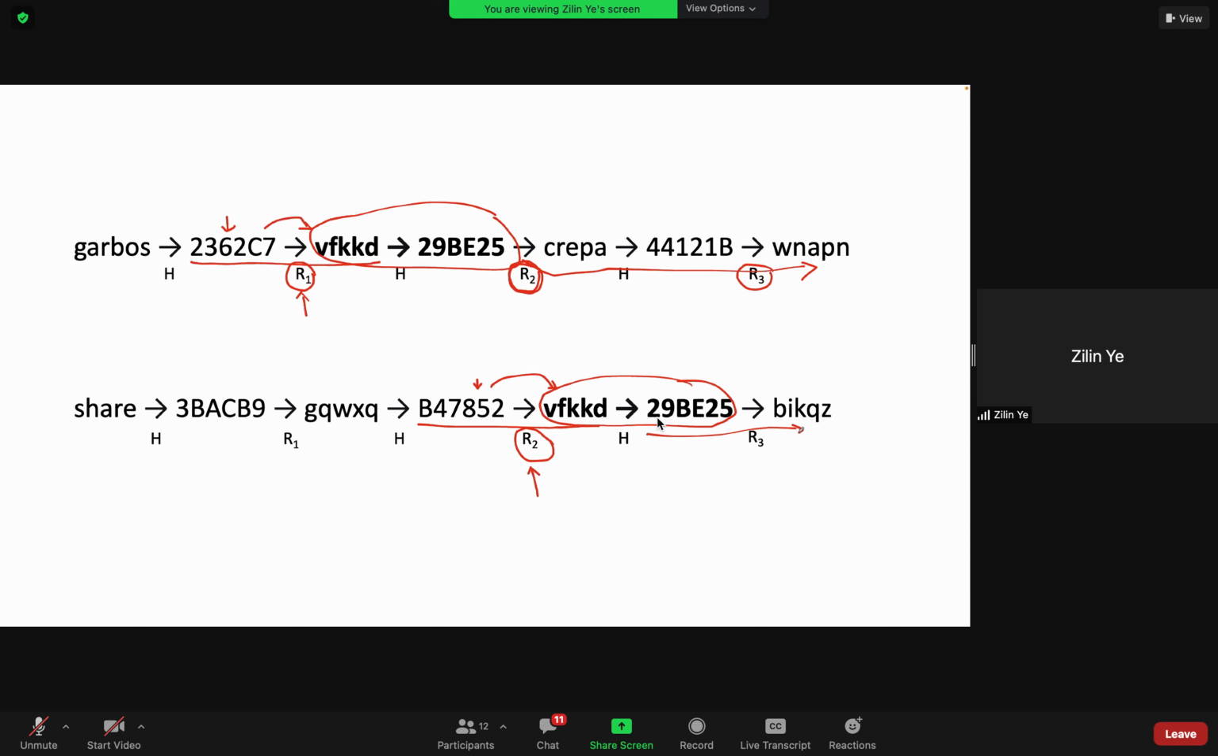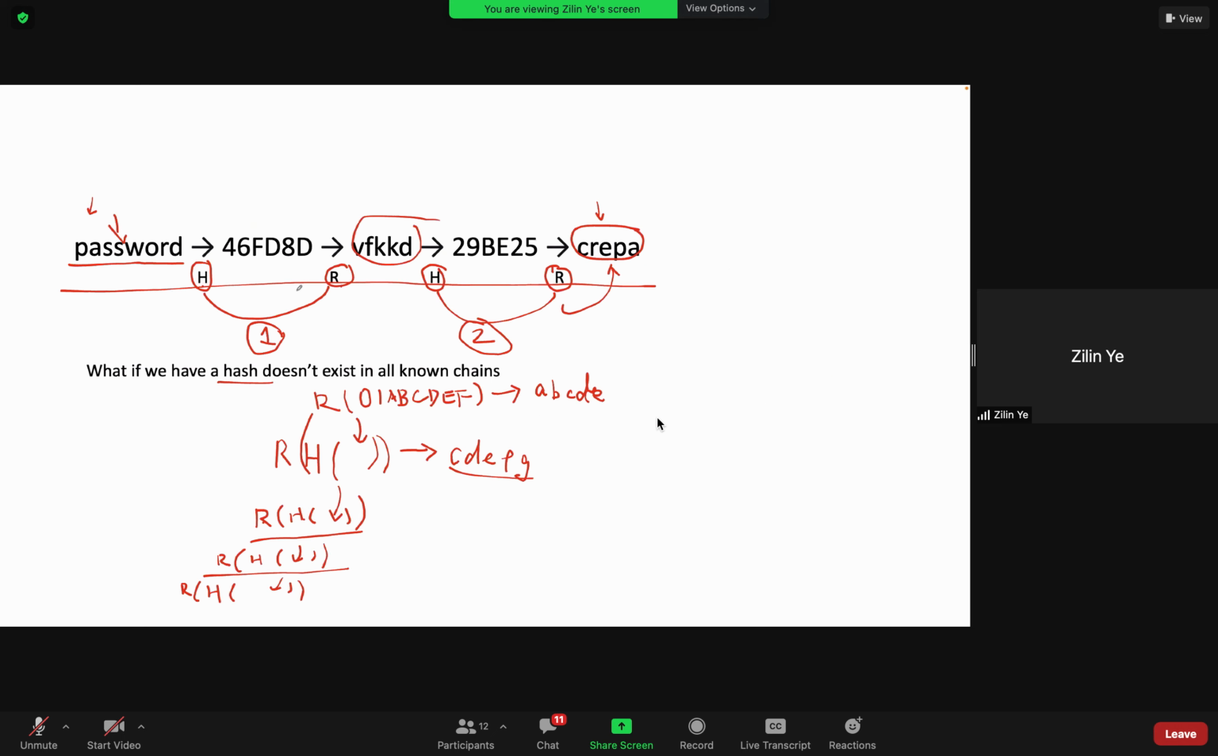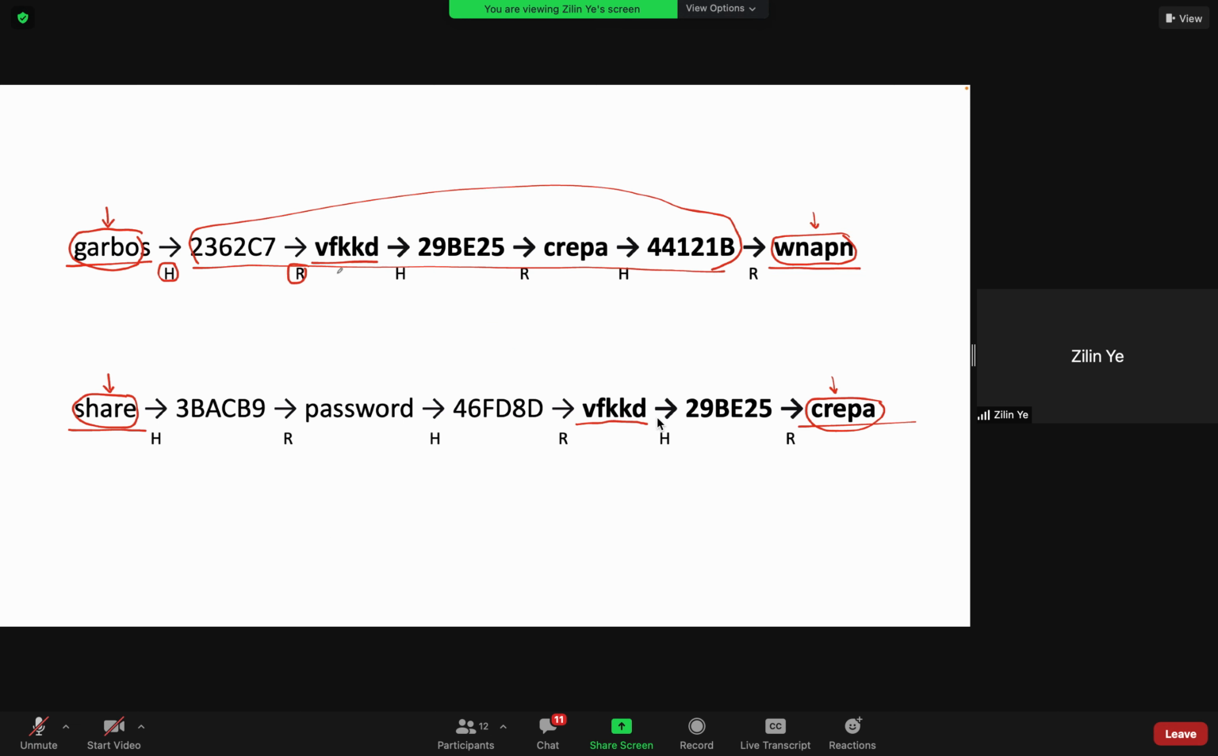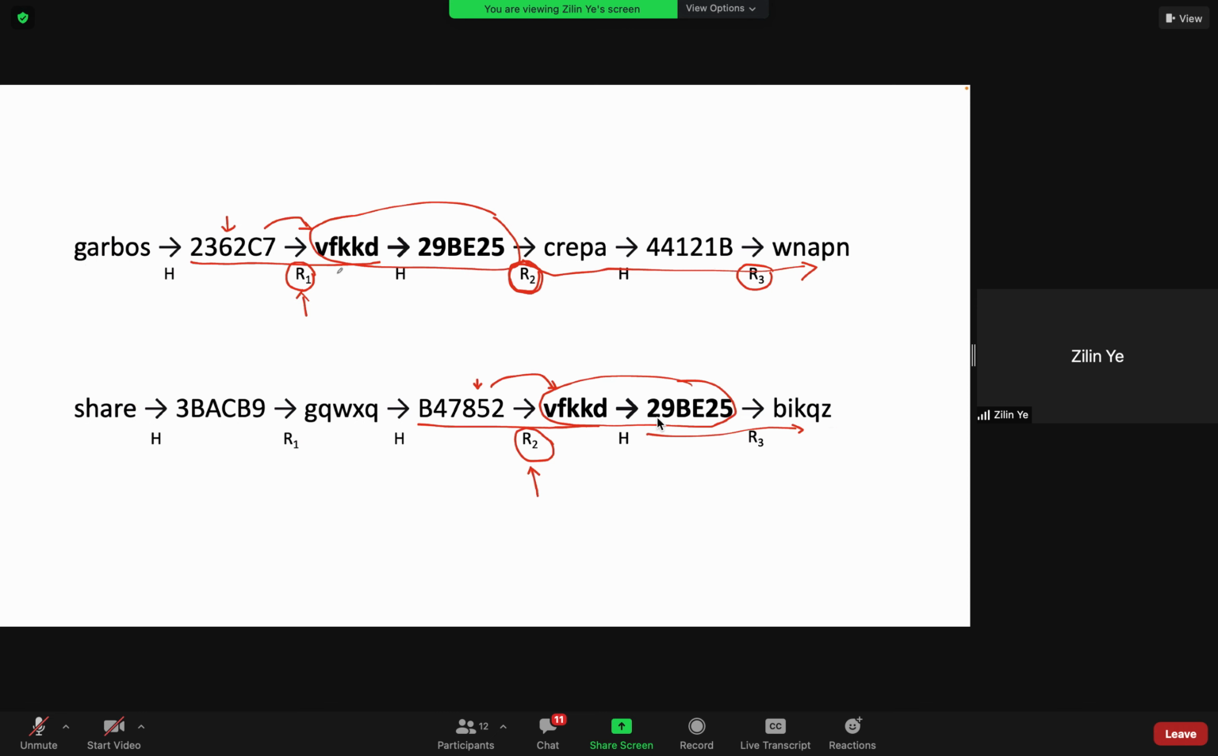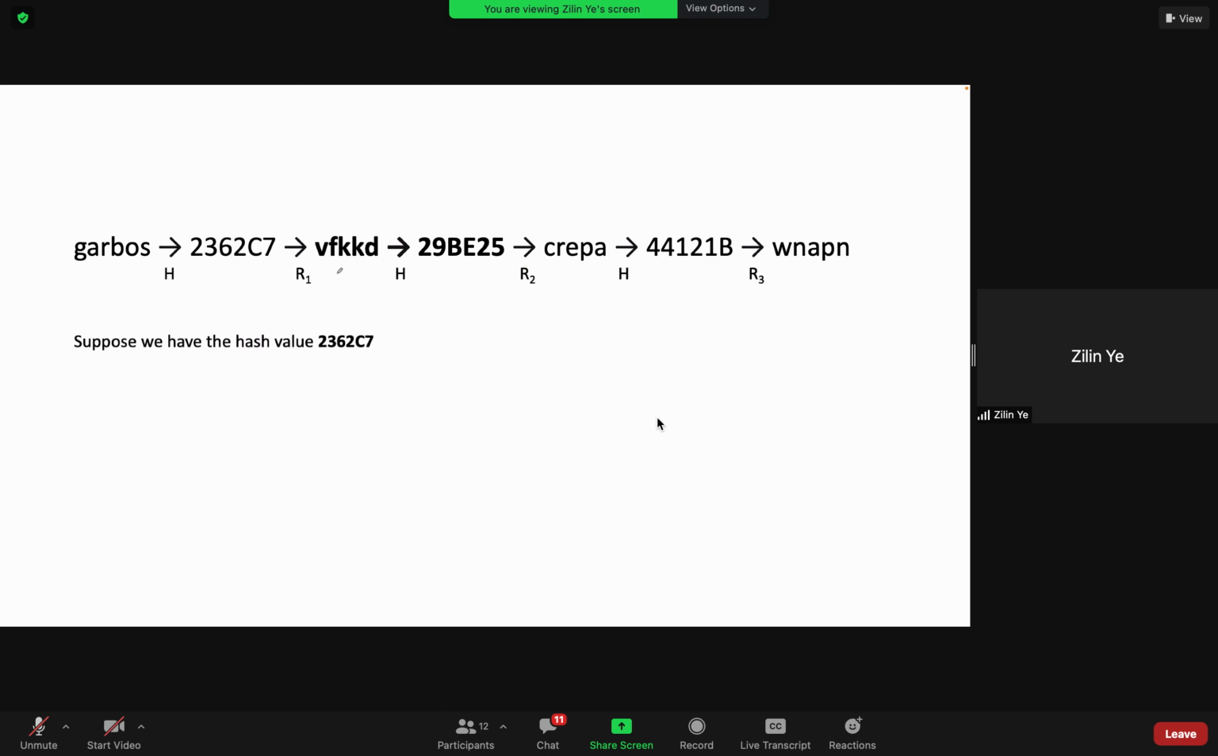All right, so this is why we want to use this different set of reduce functions, and now we can call this a rainbow table, because only the hash chains using different reduce functions on different iterations can be called a rainbow table. If we hash and reuse the same reduce function, we can only call them hash chains. They cannot be called a rainbow table. Now we know how a rainbow table works.